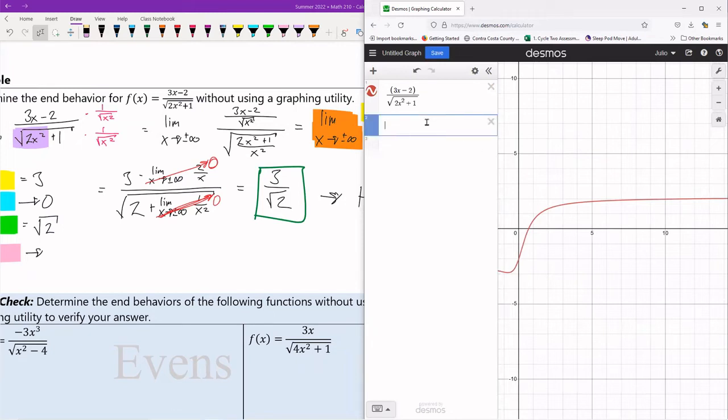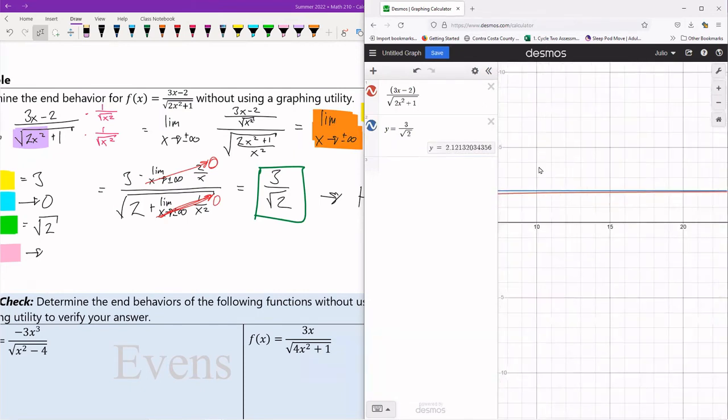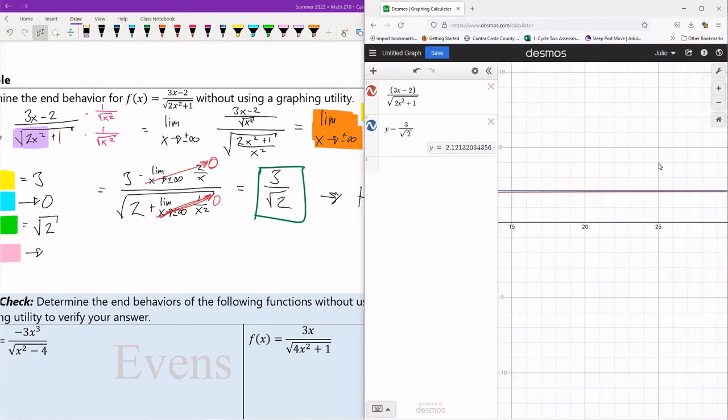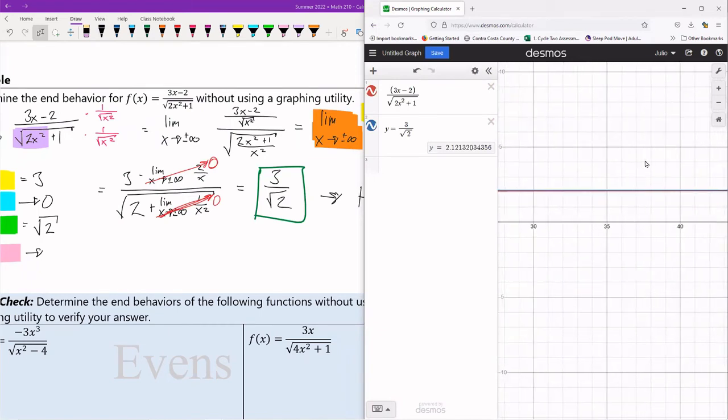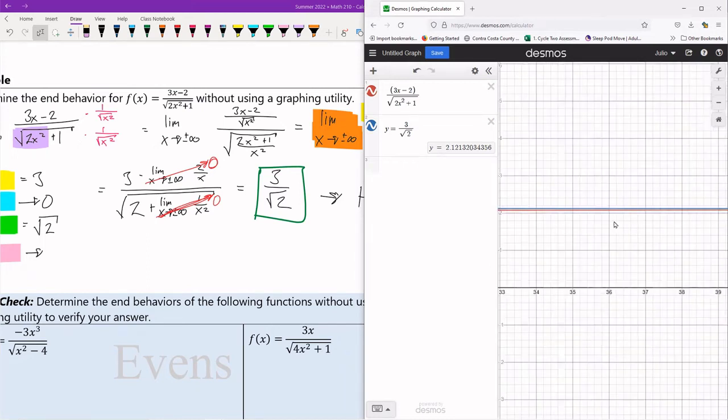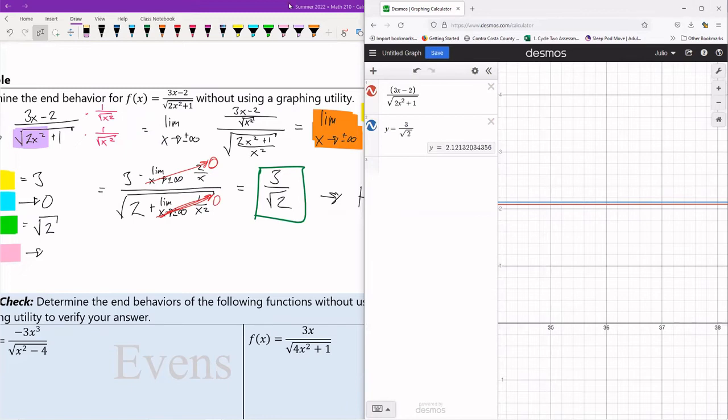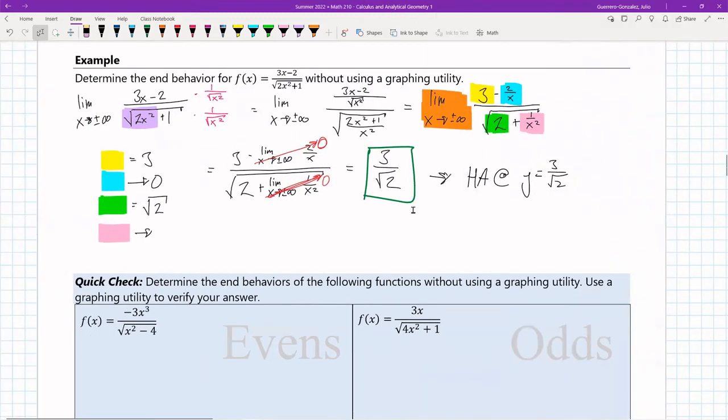I'm going to go ahead and do y equals 3 divided by square root of 2. There we go. There's one of our asymptotes. You guys see, as we go farther and farther out, it's hugging the line. You see how good that is? There it is. Cool.